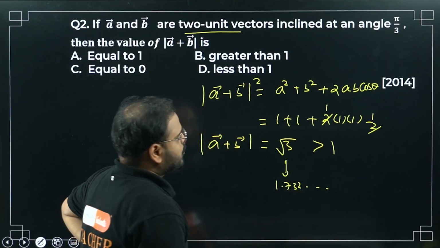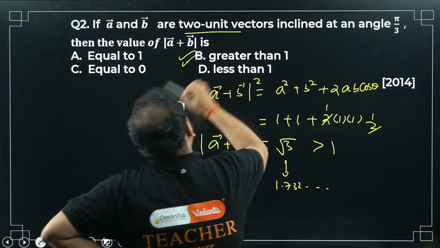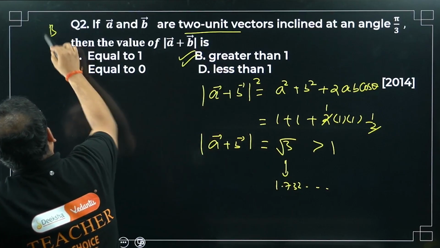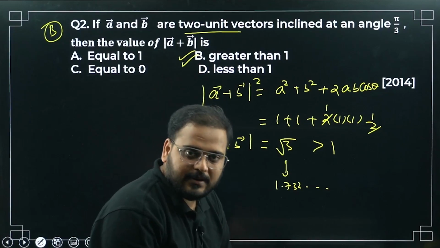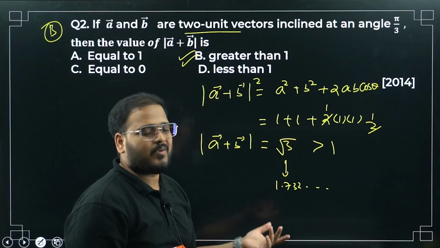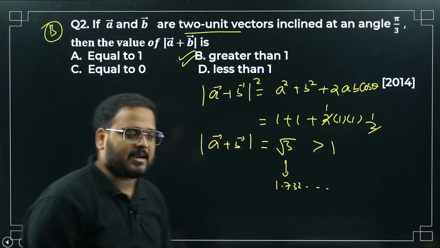And like that, it is greater than 1. So option number B is the correct option. Got it? We are looking to find the value of mod of A plus B, coming as root 3, which is obviously more than 1. So option number B is the correct answer. Chaliye.